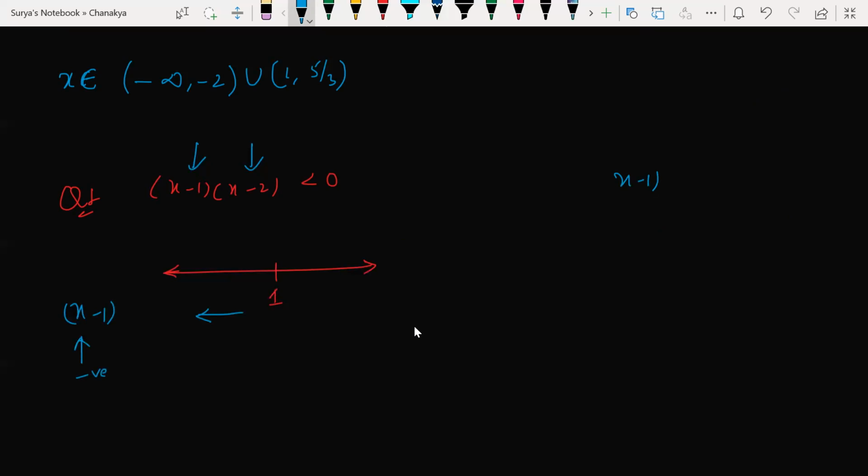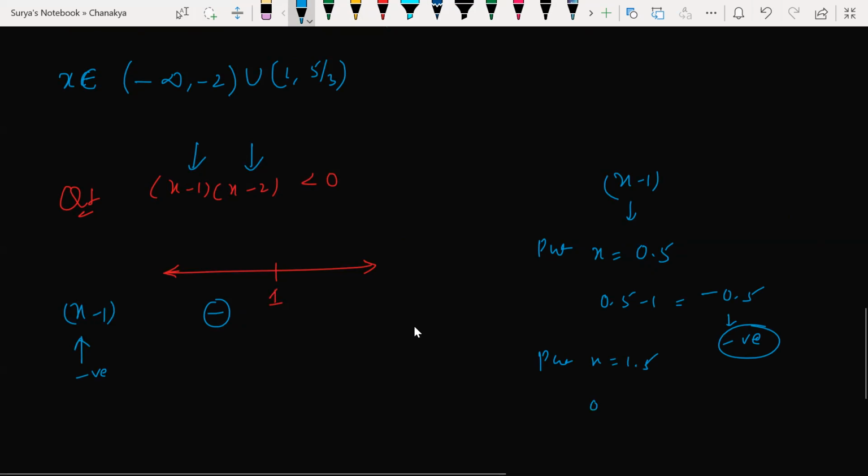Let's say x is equal to 0.5. So what happens? 0.5 minus 1 gives you minus 0.5, which is negative. So any value which I substitute lesser than 1, I'm getting negative here. If I substitute any value which is greater than 1, put x is equal to 1.5. 1.5 minus 1 is 0.5, which is positive. So any value greater than 1 gives positive.